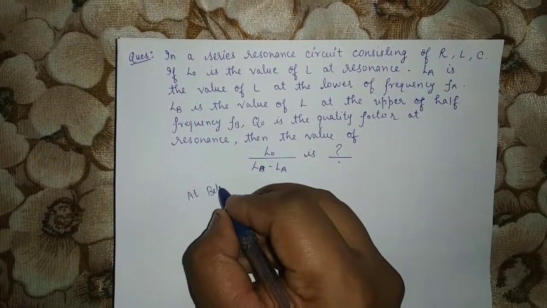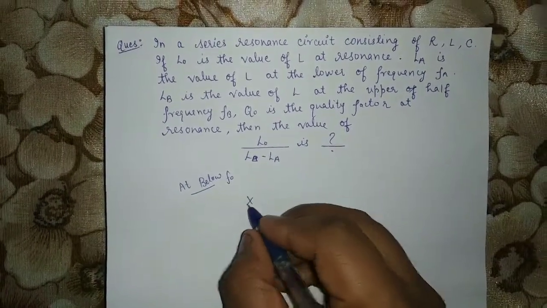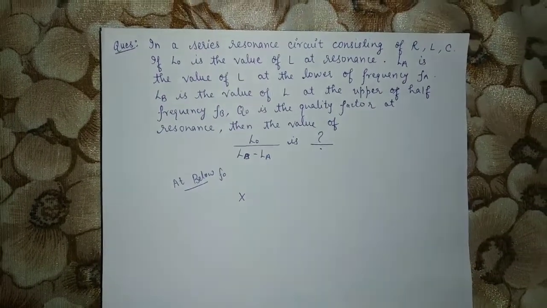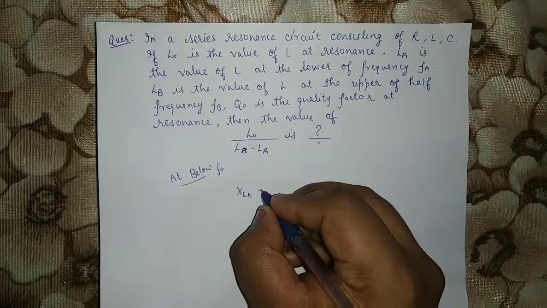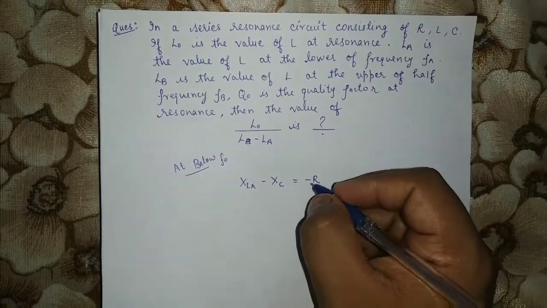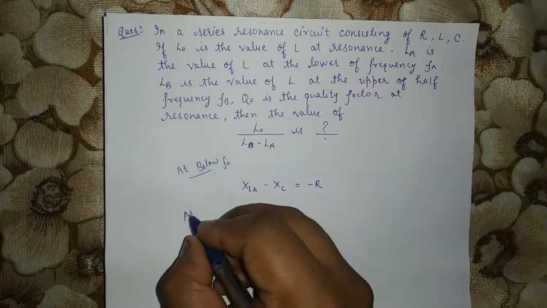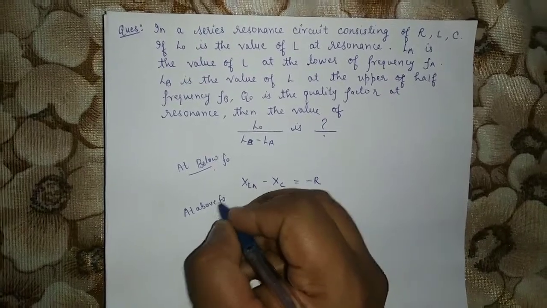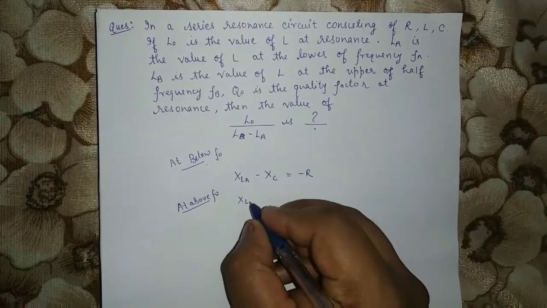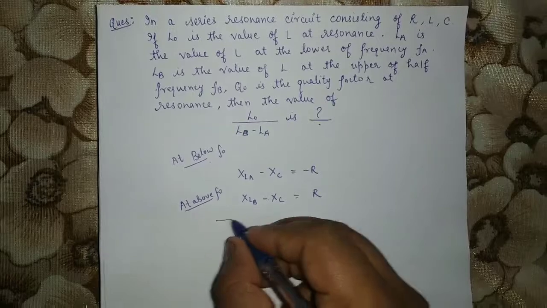So simple, at below resonance frequency the value of L is LA, XLA minus XC is minus R, because the circuit is capacitive at below resonance frequency, and at above resonance frequency the value of L is LB, so XLB minus XC is R. Solve these two equations.